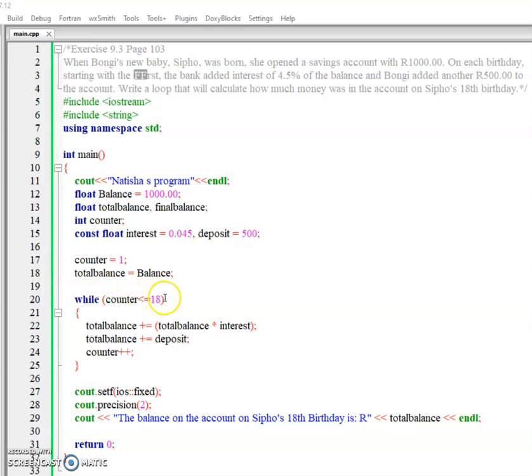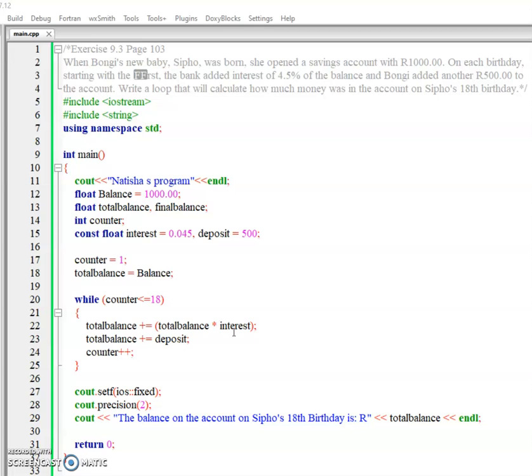While counter is less than or equal to 18, so we're going to count until his 18th birthday. Sipo starts from year 1, he'll have 1,000 rands. At the end of year 1, he's going to have 1,000 rands plus a 500 rand deposit plus the interest on the 1,000 rands. Okay, so the total balance, this plus equal to sign means total balance is equal to the previous total balance plus whatever it is multiplied by interest.